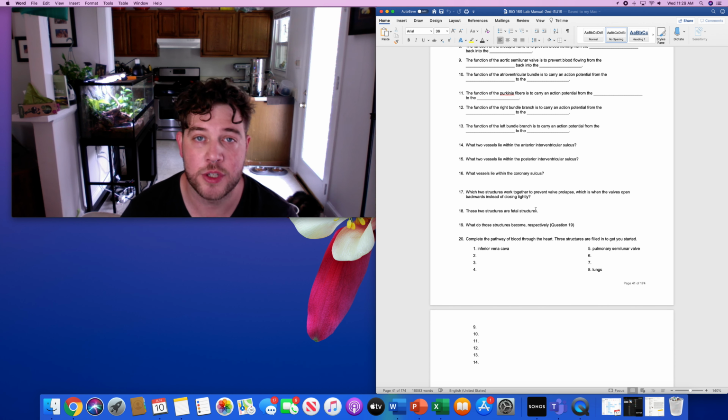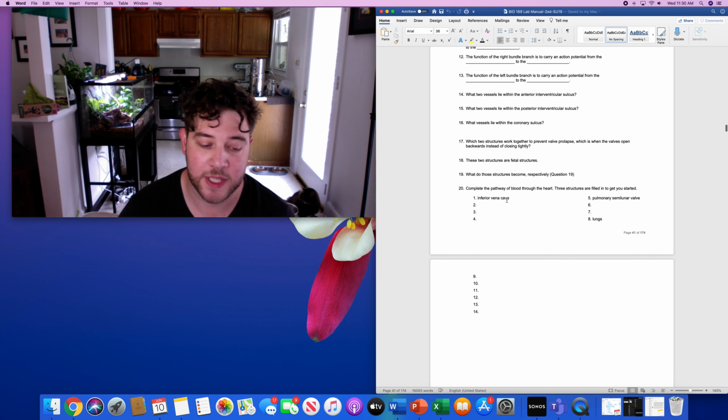Two fetal structures, your foramen ovale and your ductus venosus. You could also say your ductus arteriosus if you wanted to. These two structures respectively become your fossa ovalis and your ligamentum venosum.